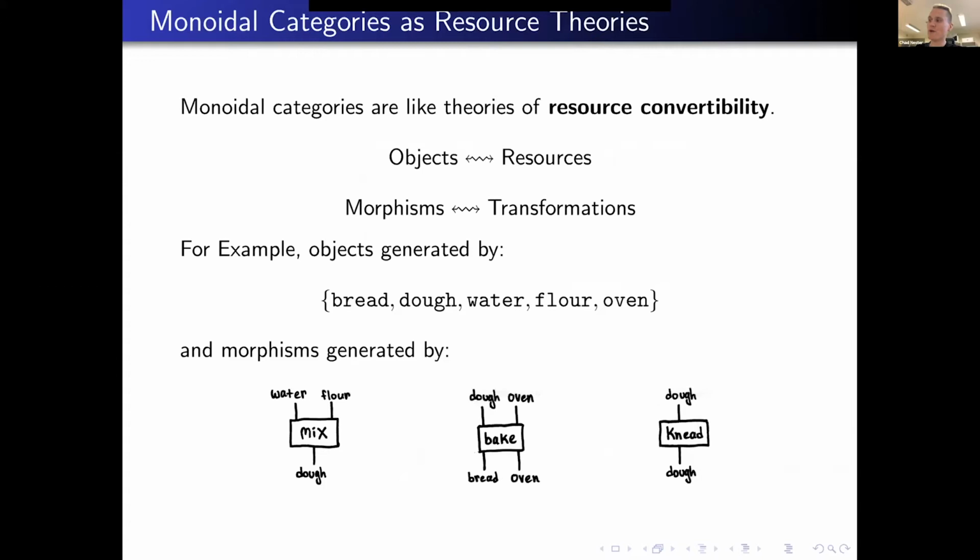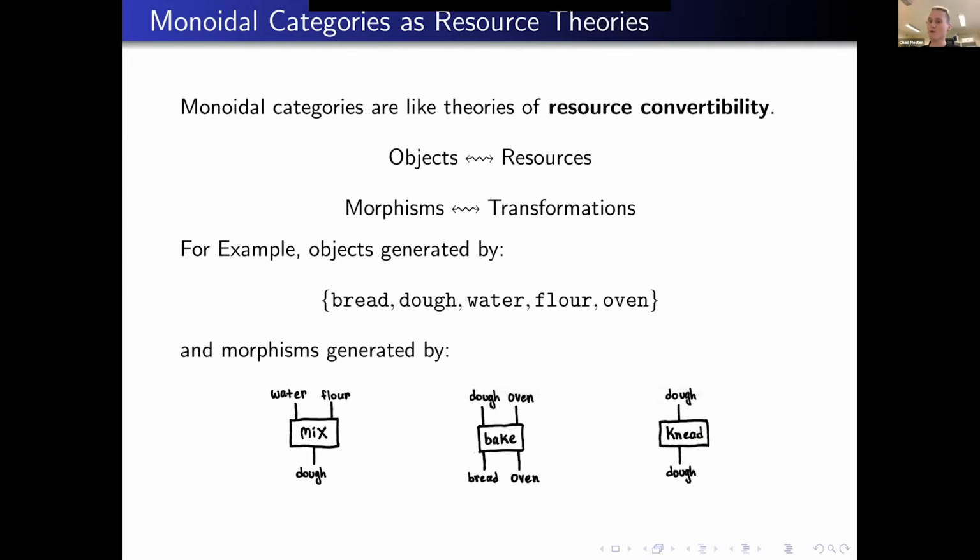The way we're going to read these diagrams in our monoidal categories is as a theory of resource convertibility, where our objects, the things that our morphisms are from and to, are collections of resources. And our morphisms are ways to transform the collection of resources that they are from into the collection of resources that they are to. So, for example, we might take our basic objects to be just bread, dough, water, flour, and oven, to set up a naive theory of resource convertibility for bread.